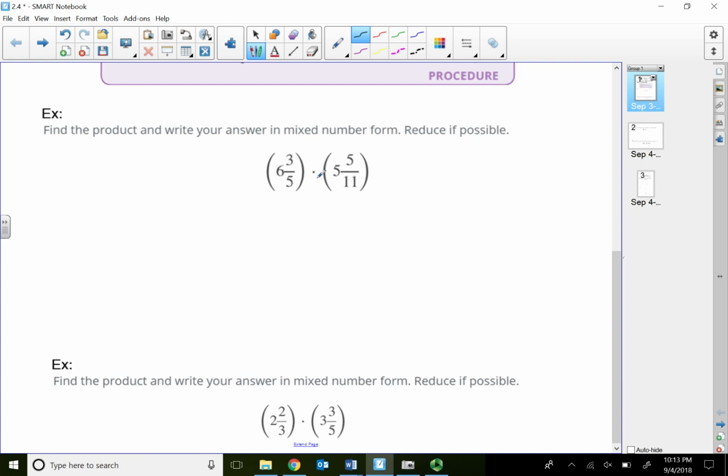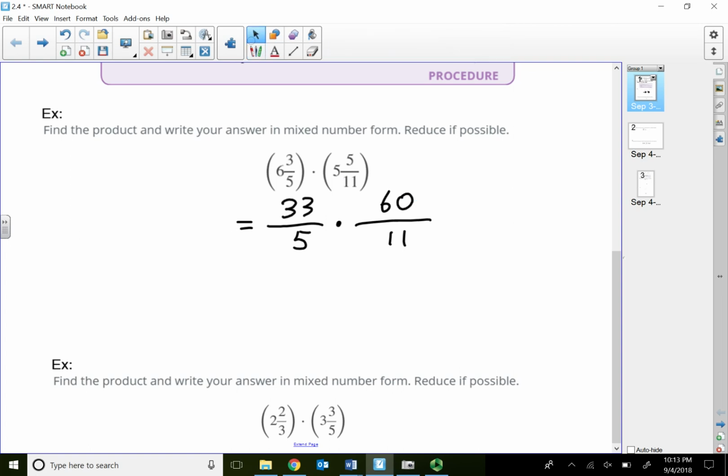All right, so multiplication of mixed numbers. Let's convert each mixed number into an improper fraction. As you can recall, the denominator does not change. 5 and 11. So 5 times 6 is 30, 30 plus 3 is 33. 11 times 5 is 55, 55 plus 5 is 60.